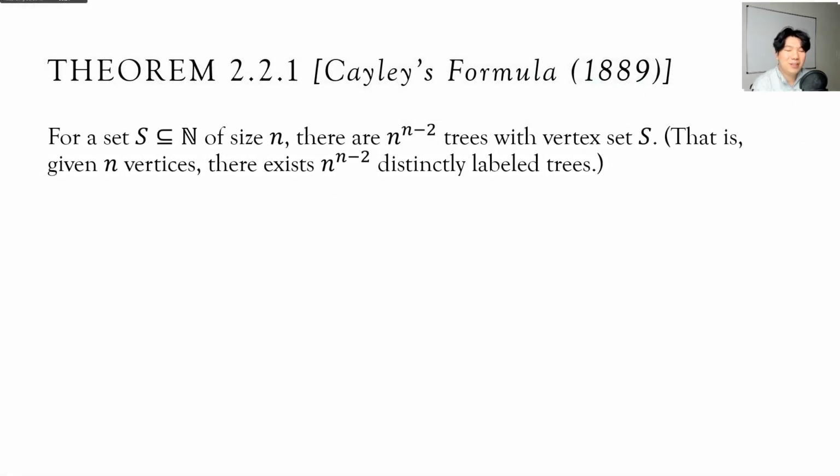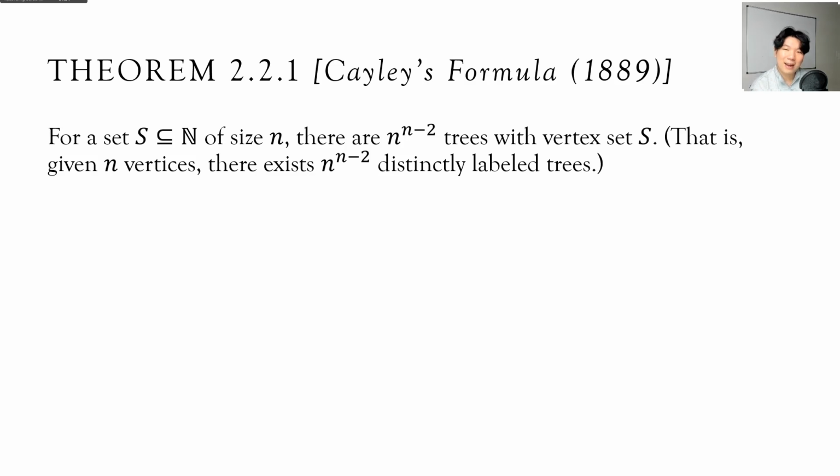So theorem 2.2.1, and this theorem will actually have its own name. This is called Cayley's formula from 1889. If I have a set S of natural numbers, so for example 1, 2, 3, all the way up to 10, of size n, then there exist n to the n minus 2 trees with that given vertex set S. In other words, if I have n vertices that are labeled, then I know that there exist n to the n minus 2 distinctly labeled trees.